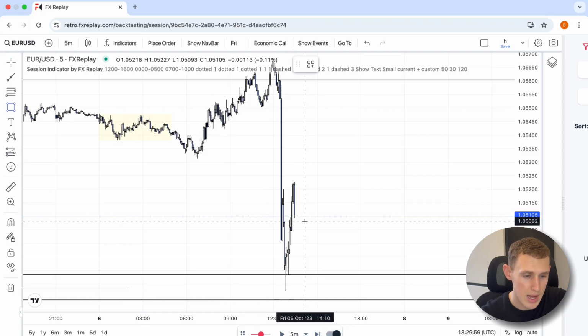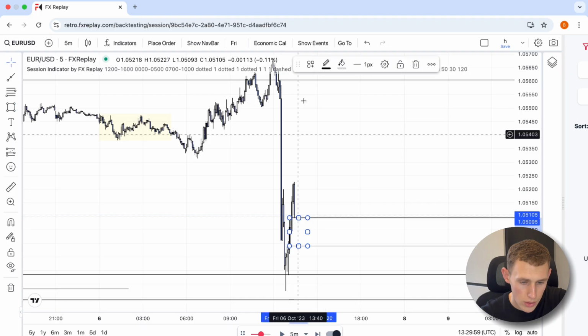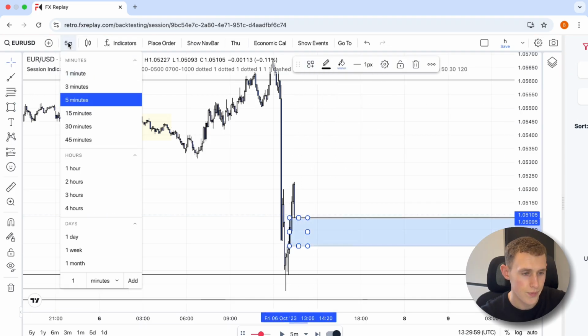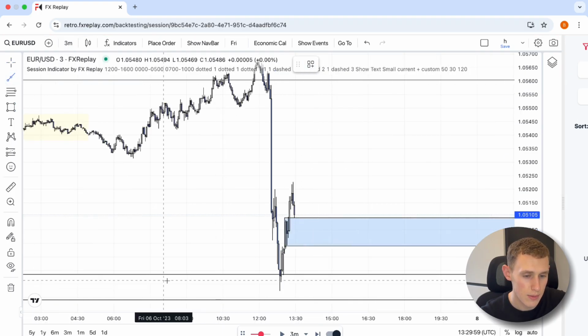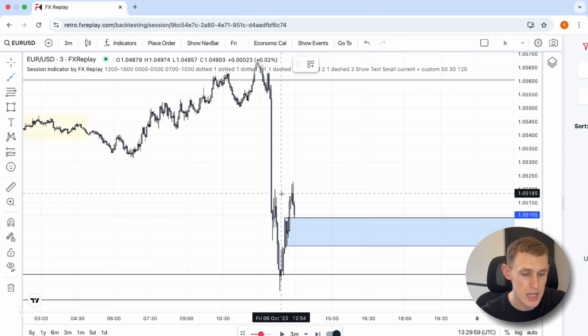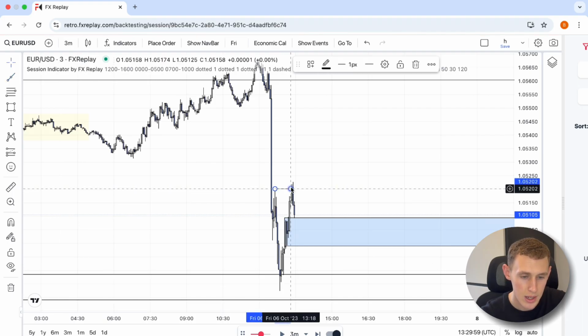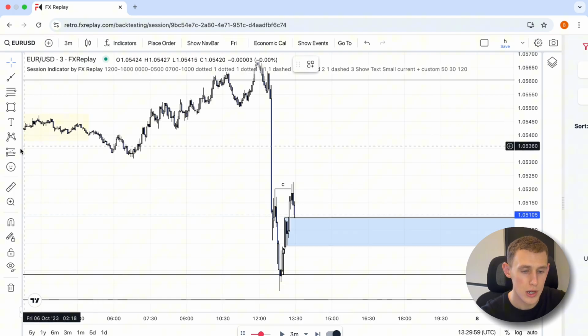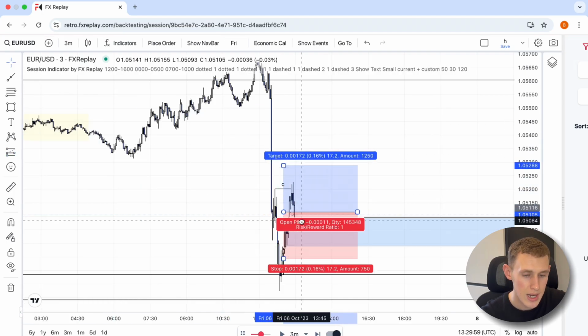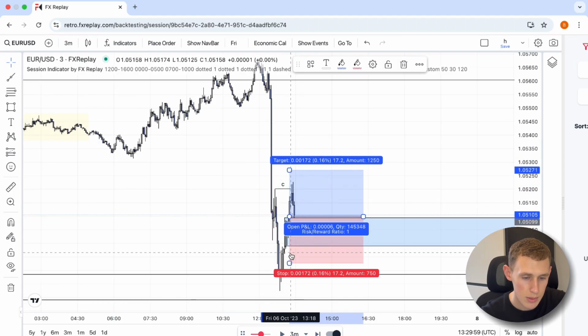Yeah, there we go. So I'm going to enter this on this area. Reason for this, we've swept that liquidity to the left, tapped back into the demand, and price has flipped back bullish on the lower time frames. We've created an area of imbalanced demand, so I'm going to enter here.